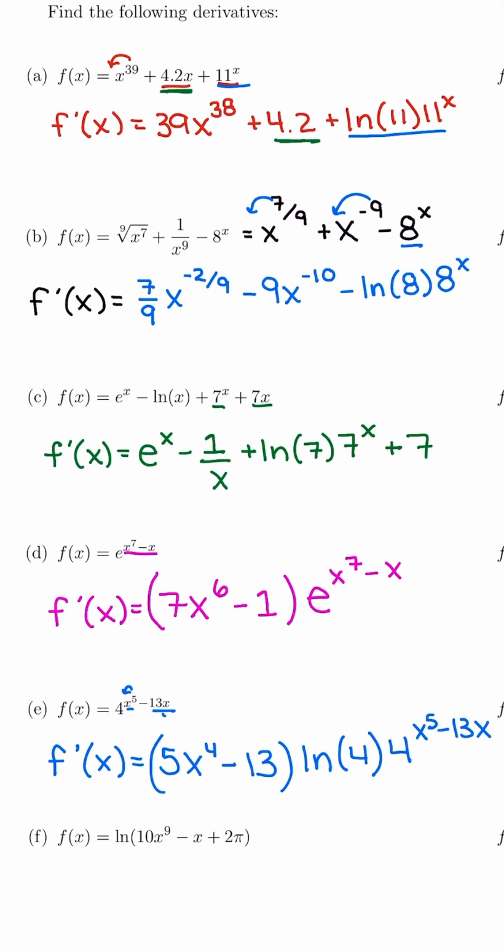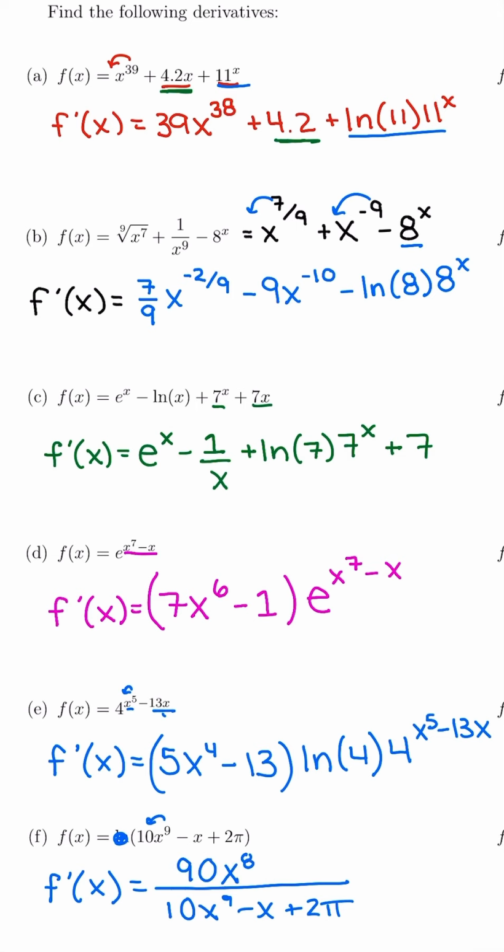Last one is another log. The nice part about logs is we get to cover up the ln and think about the derivative of the inside over the original inside. So I know this is all going to be over 10x to the 9th minus x plus 2 pi. It's going to be the derivative of the inside over the original inside though. So I need to take the derivative of 10x to the 9th to be 90x to the 8th. Derivative of negative 1x is negative 1. Derivative of 2 pi is 0. So there's the derivative of the inside over the original inside.